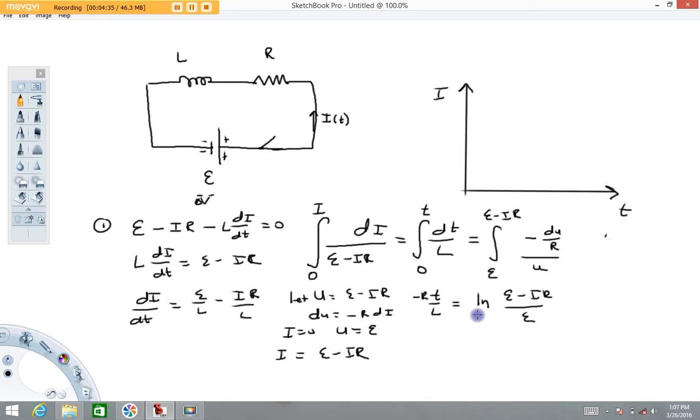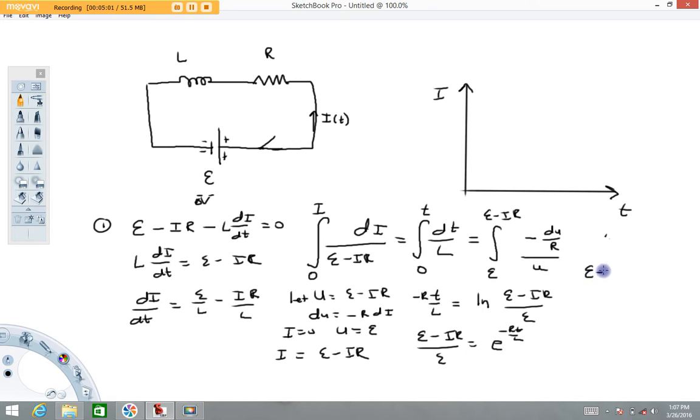Undoing the logarithm, this means e, the natural exponential number, 2.7 something, to this power equals this thing. So we're going to have (E minus IR)/E equals e to the minus Rt/L. And now it's just a matter of solving this for I. Let's see, we're going to want to put this over here.